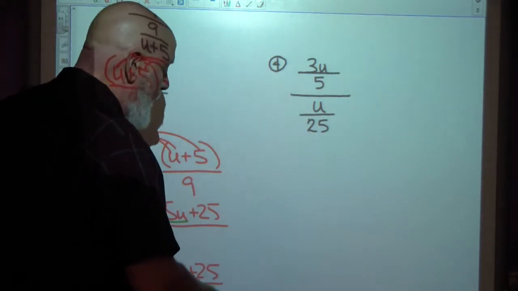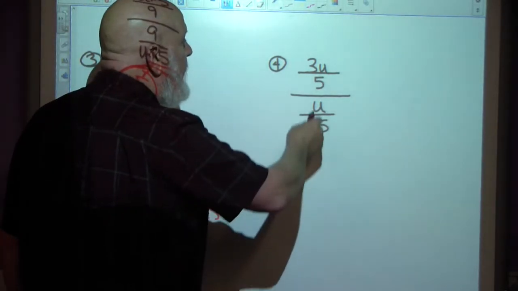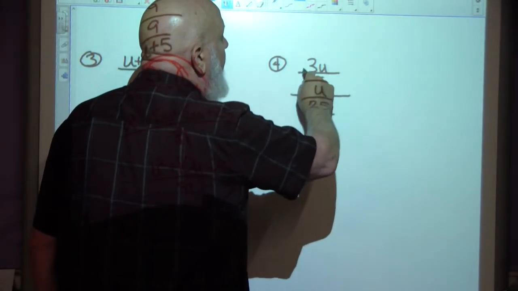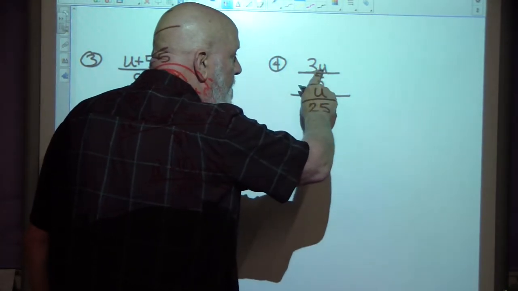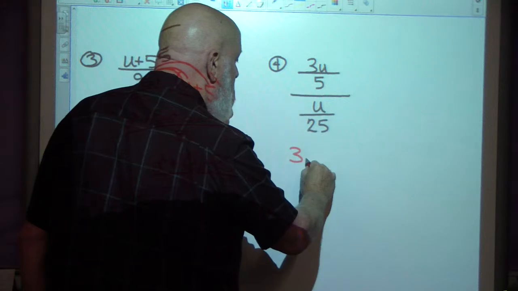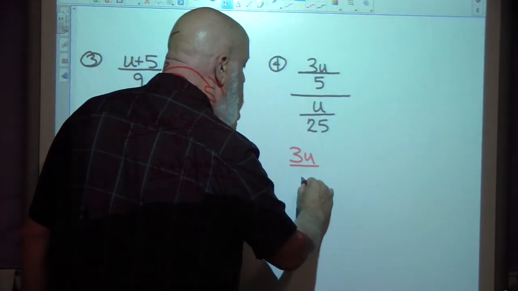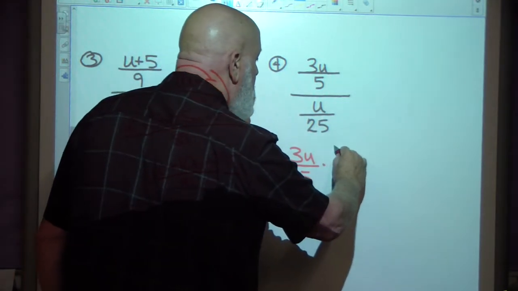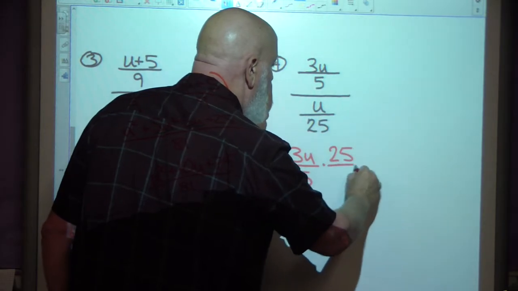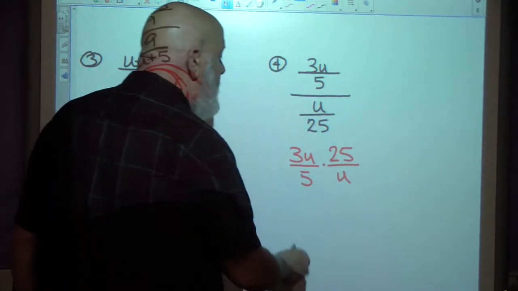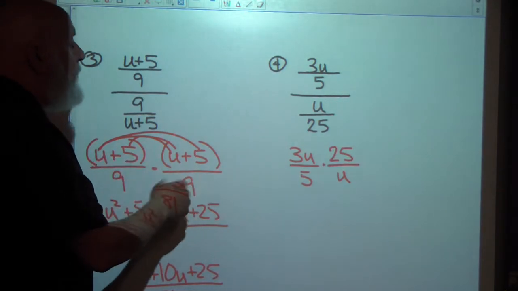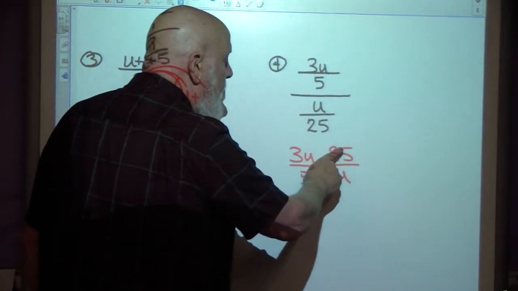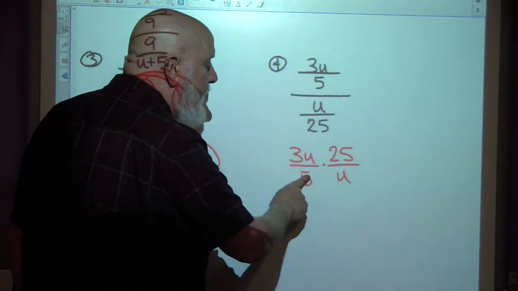Here's the last one in the lecture, I believe. I think there are only 4. We're going to divide this fraction by this fraction, so I'm going to invert and multiply this one, leave this one alone. Not going to flip it over, times 25 over u. Now notice there's no addition or subtraction going on here. Like here we had u plus 5, so forth and so on. There's just this times this in the top, and this times this in the bottom.